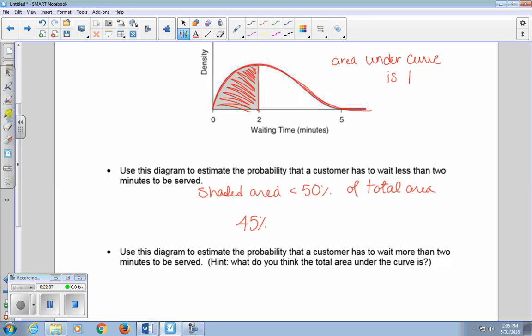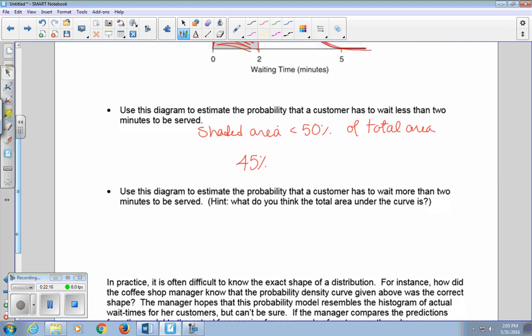Use this diagram to estimate the probability that a customer has to wait more than 2 minutes to be served. And so that's actually the complement of what we just did. So we could look at it as 100% minus 45% is equal to 55%. So there's a 55% chance that a person would have to wait longer than 2 minutes.